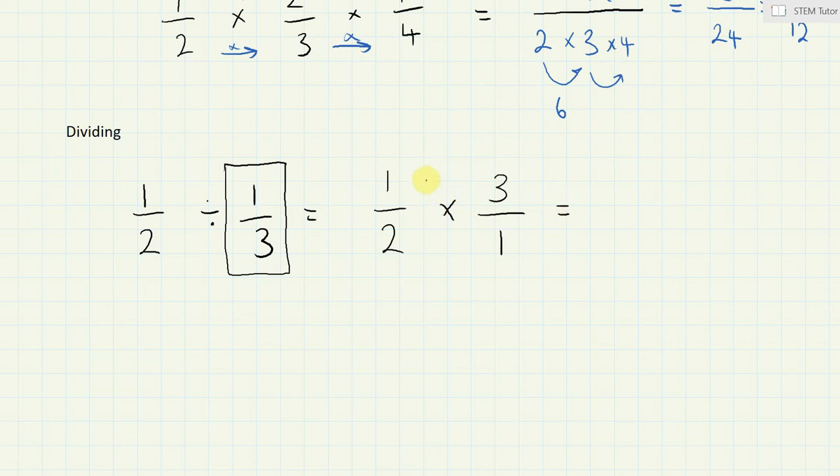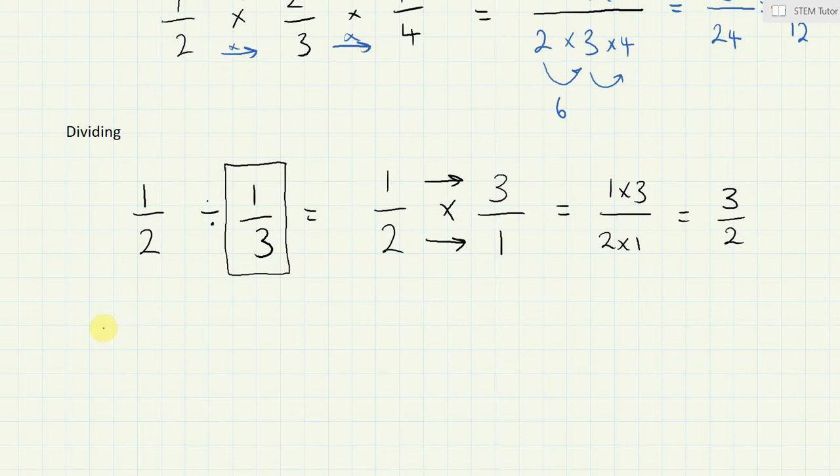And now it's multiplication. The process is exactly the same as what we've just done. Work along the tops, work along the bottoms. So 1 times 3 for the top over 2 times 1, which gives us 3 over 2. Now, you'll notice that the numerator is bigger than the denominator. That's okay, it's just a top-heavy fraction.